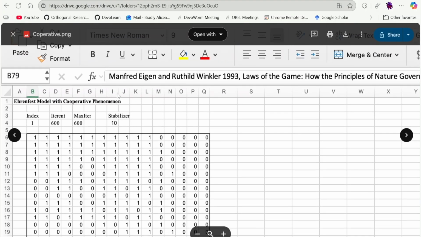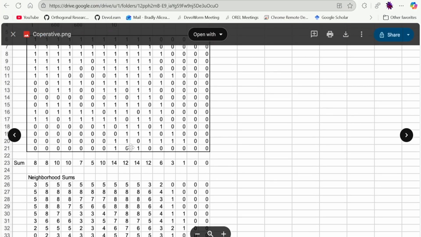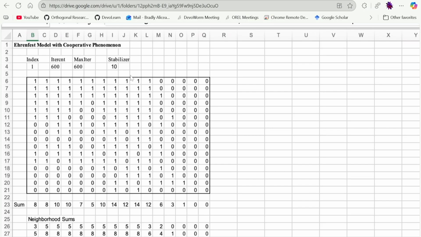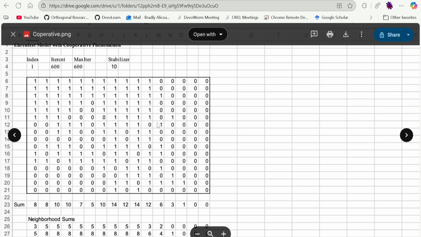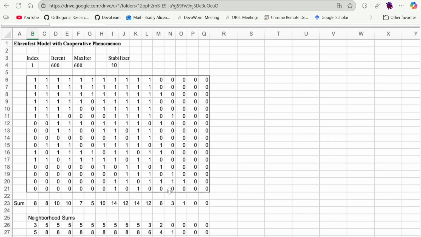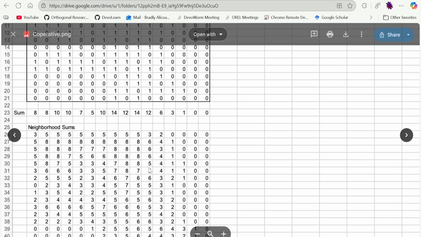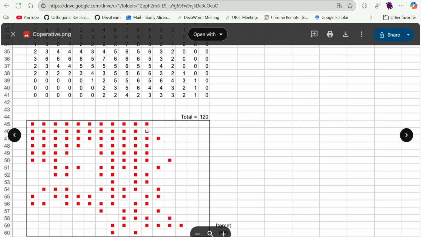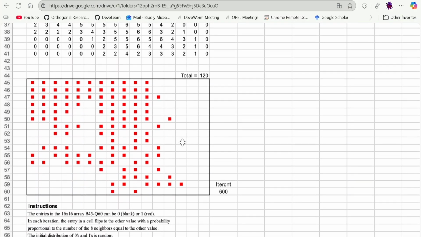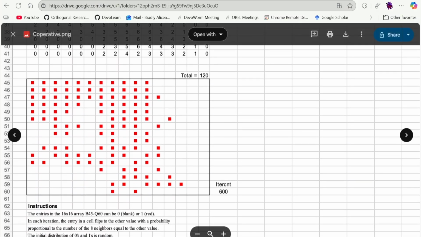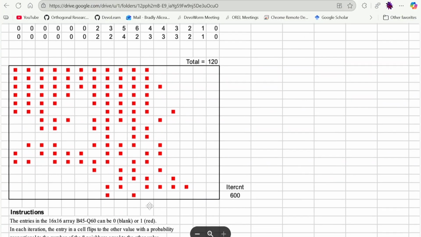This is going back to the Ehrenfest model with cooperative phenomena, instead of what we showed before with an initial condition. This is where we have this matrix, and we have 600 iterations. We have a matrix of zeros and ones with the sum down here, how many ones you have in each row or in each column. We have our neighborhood sums here, and then we have our board where we have red squares and blanks. And so that's what our board looks like. It looks different than the other boards. And why is that? So let's take a look at the instructions.